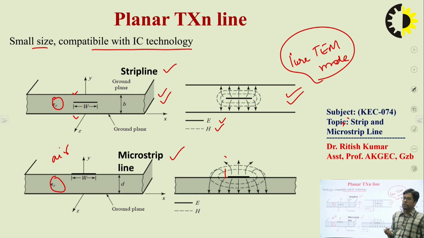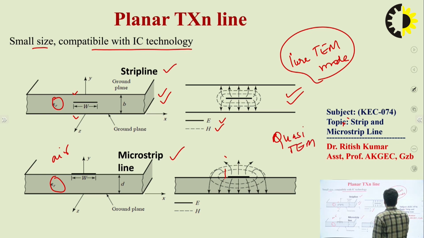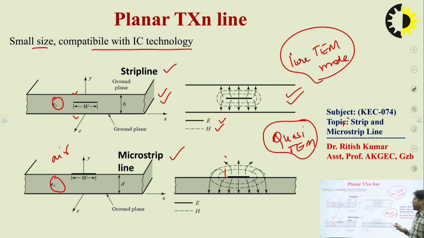While the second condition, that is the media surrounding the strip line should be uniform, this microstrip line does not verify the second condition. That's why this transmission line doesn't have the pure TEM mode. It has the quasi TEM mode, because the second condition doesn't verify it.